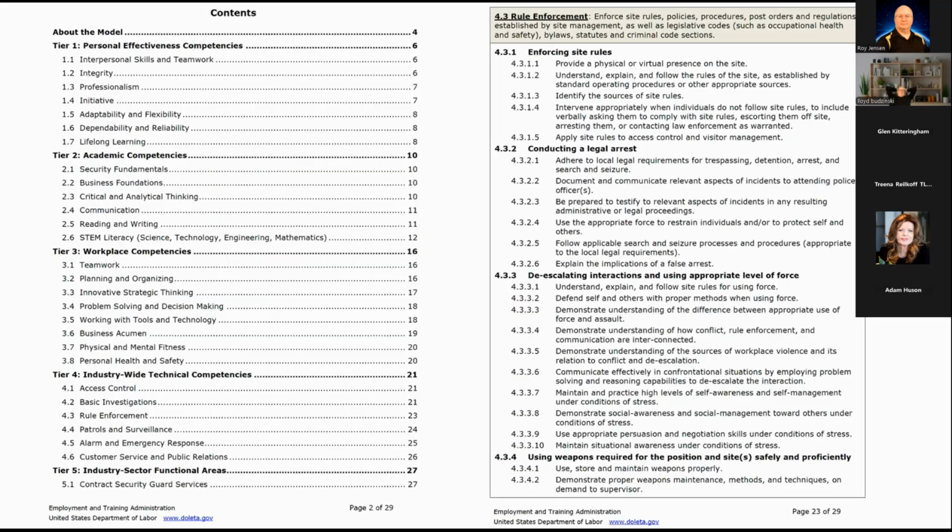So anyway, back to rule enforcement, you can see 4.33, de-escalating interactions and using appropriate levels of force. I would say 4.34, using weapons required for the position.